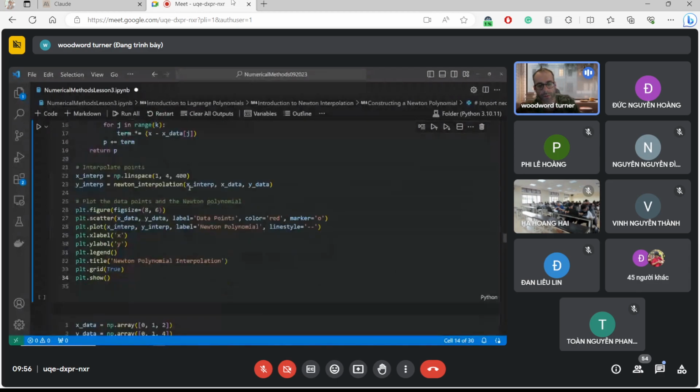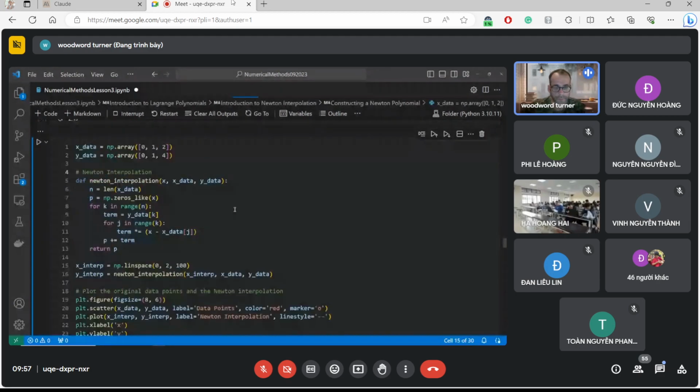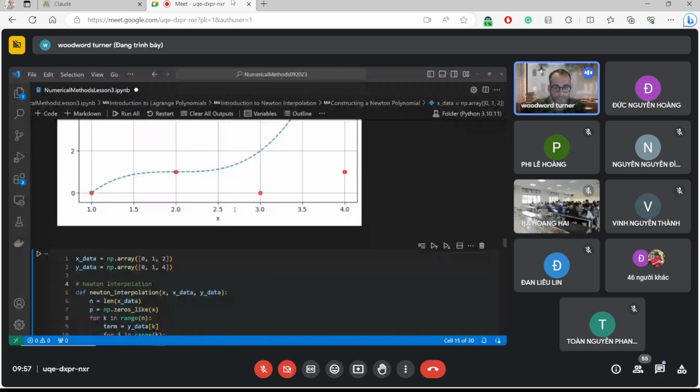And then the same thing here, we have 400 points between 1 and 4. We plug those into the function, and then we just plot the graph and see what that looks like. So I'll have the scatter plot of the points, and then I'll have the Newton interpolation polynomial that we're using. So let's go ahead and look at that. All right, so this one doesn't do as great as the other one.